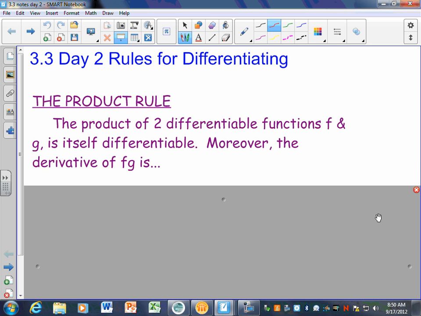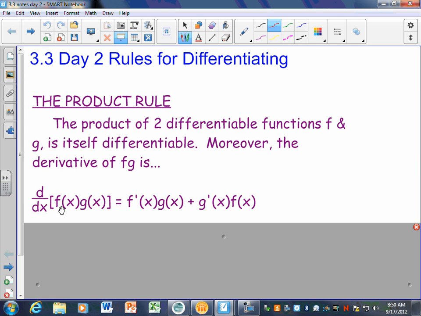All right, so if you have the product of two functions that are differentiable, obviously we have to say that, because if they're not differentiable to begin with, then we can't use this. But if you take the derivative of their product, here's the rule. It looks scary, it's not that bad. The derivative of f of x times g of x is the derivative of the first function, f prime of x, times the second function, plus the derivative of the second function times the first function. The derivative of the first times second plus the derivative of the second times the first.